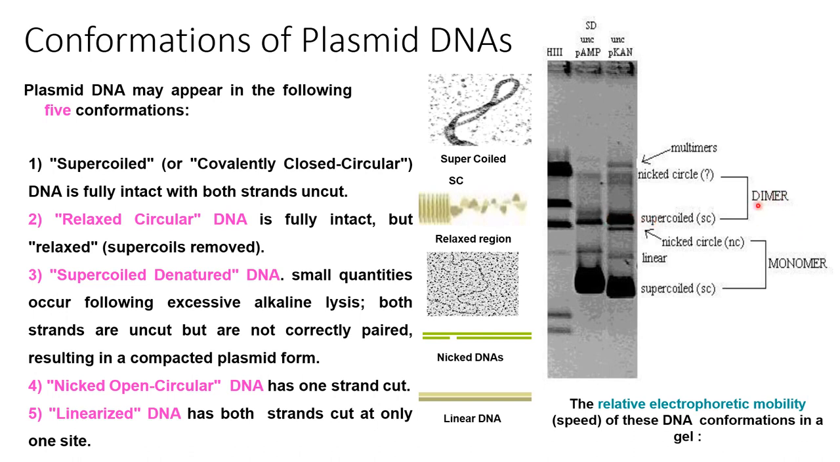If it is a dimer, see these two are monomers, whereas this one is a dimer, which consists of supercoiled plasmid DNA with a nick and nicked circular DNA. So these are the dimers which will show the band in the display.